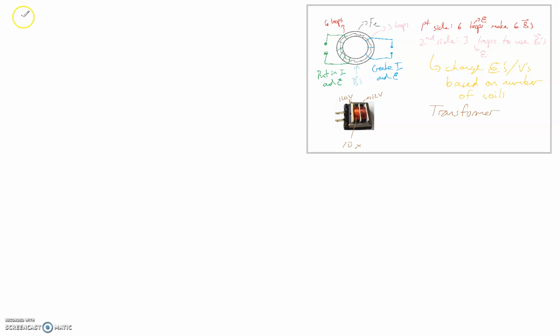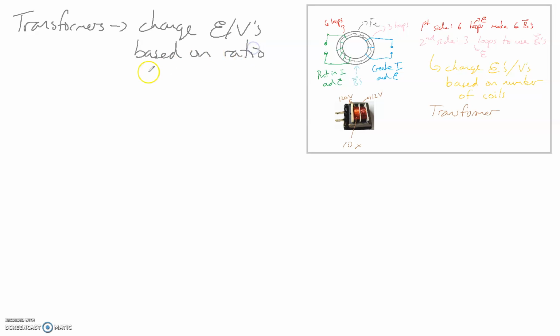So if we look at transformers in general, basically what they do is change the EMF or the voltages, whatever you want to call it, based on the ratio of loops that's actually used. Okay, and this is what we were talking about last time a little bit.